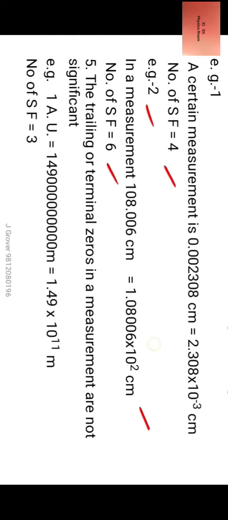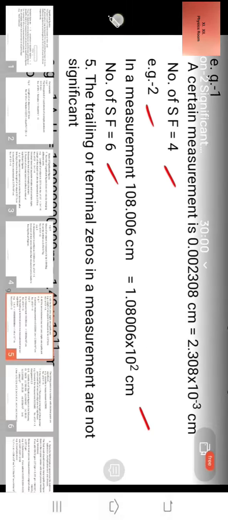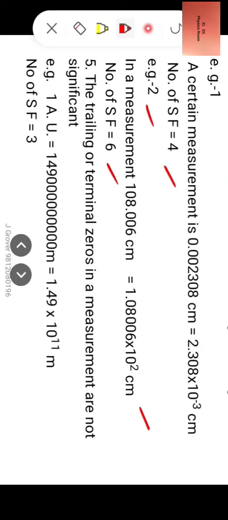Rule number 5. The trailing or terminal zeros in a measurement are not significant. For example, one astronomical unit can be expressed as shown, which is equal to 1.49 into 10 raised to power 11 meter. Now here the number of significant figures is 3. The trailing zeros are not significant, or terminal zeros are not significant.